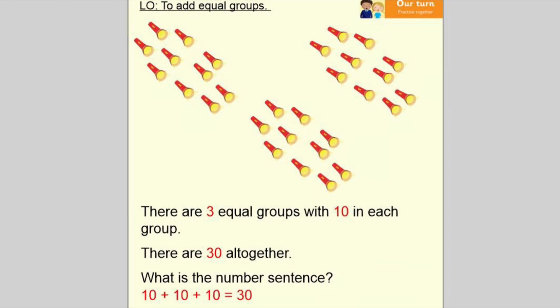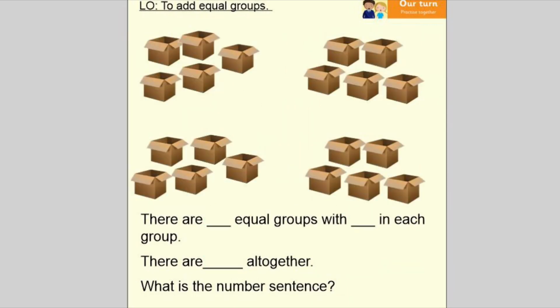Well, we counted in our tens 3 times. So 10, add 10, add 10 equals 30. Here's the final one we're going to do together before you have a go at the chili challenges by yourself at home. So there are equal groups with in each group.